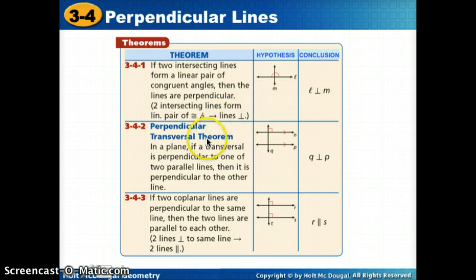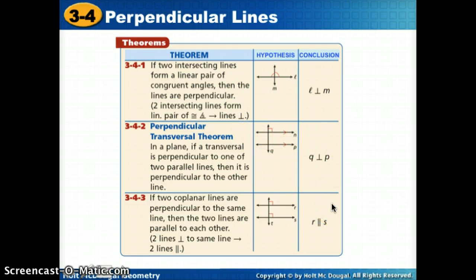Okay, the next one says in a plane, if a transversal, so remember a line that goes through two other lines, Q in this case, is perpendicular to one of the two parallels, then it is perpendicular to the other. So if these are parallel and Q is perpendicular to one, this theorem tells us that it's also going to be perpendicular to the other.